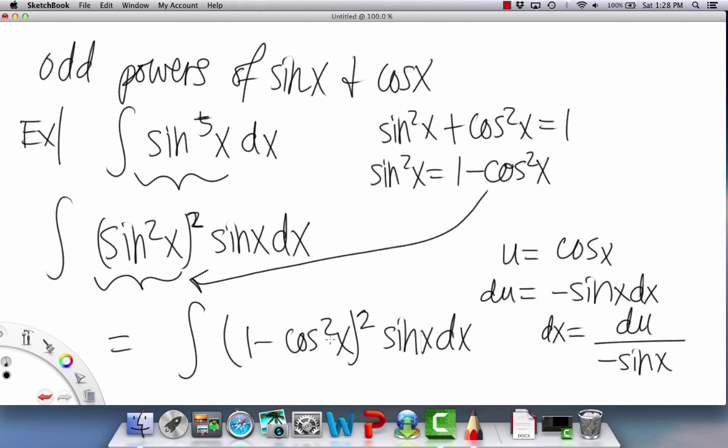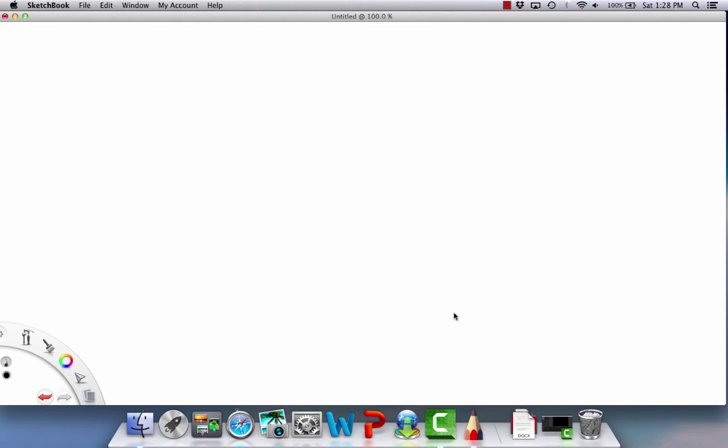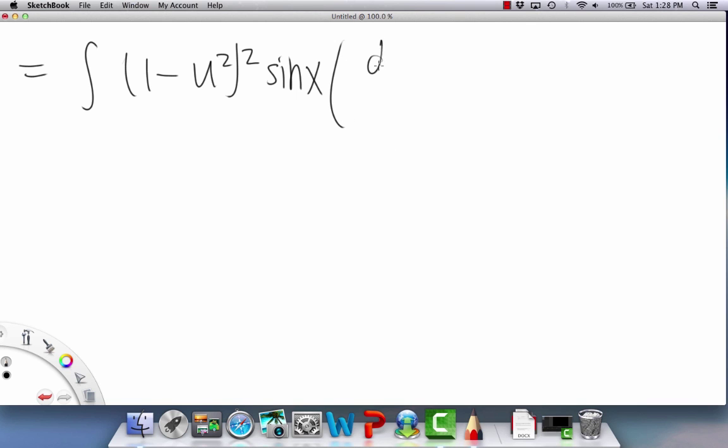Before I go on to the next slide, I'll just show you here. I'm going to plug in a u for cosine x, and then plug in the du for the dx. So what we actually get is the integral of 1 minus u squared, all of that squared, and then we have our leftover sine x from before. For the dx spot, we're plugging in du over negative sine x, because that's what we solved in the last slide.